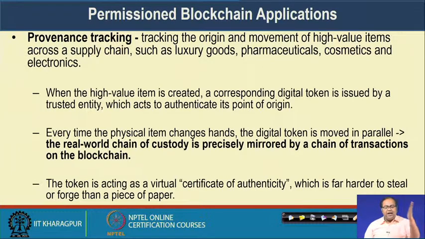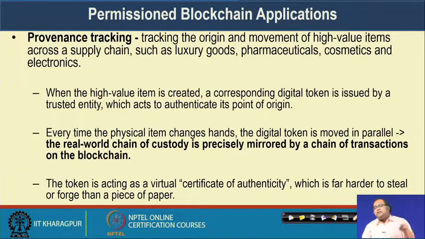So, the real world change of custody, you can precisely mirror it inside a chain of transactions on the blockchain. As and when the asset moves from one supplier to one distributor to the next distributor, you can put a corresponding token in the blockchain, and that particular series of transactions will tell you how the asset has been moved.